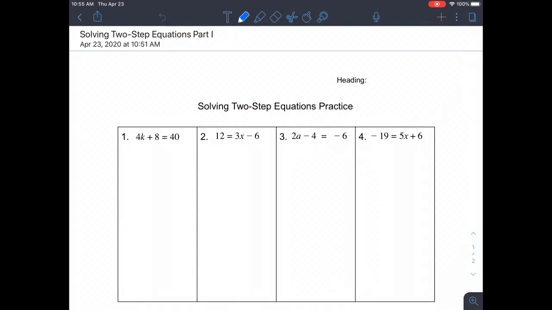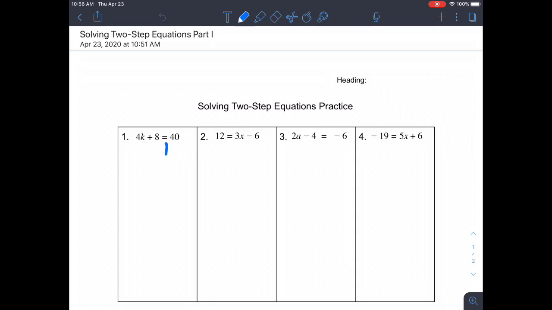All right, we are going to start solving some two-step equations. And so let's dive in. We'll do one in the top row, one in the bottom row, and we'll check our answers at the bottom of the page. So let's start with our very first problem. 4k plus 8 equals 40.